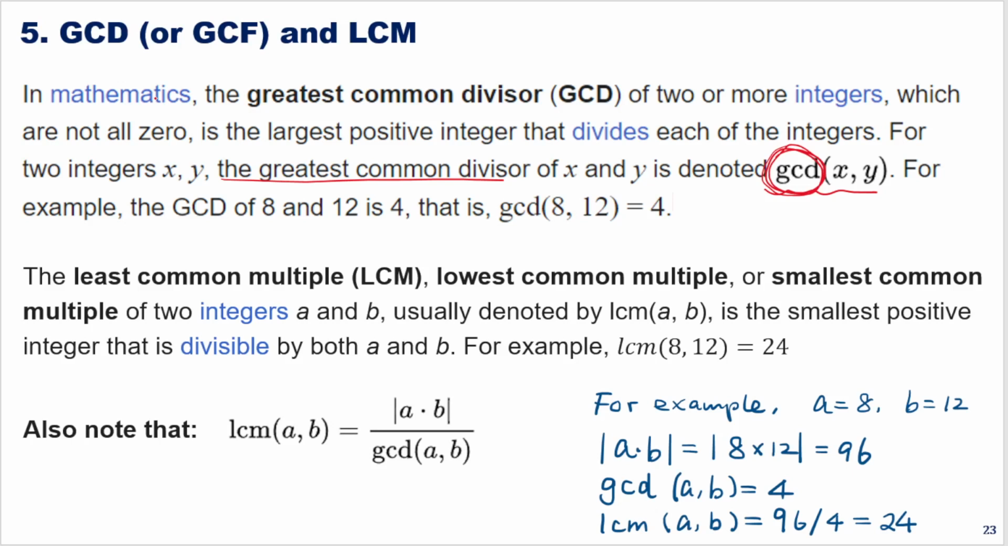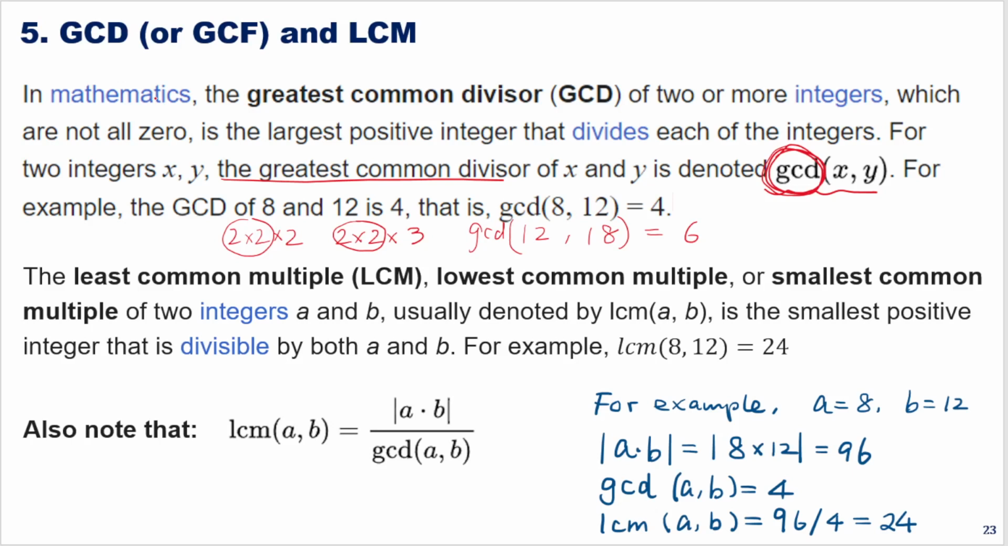Because we know 8 is 2 by 2 by 2, and 12 is 2 by 2 by 3. Both of them have a factor 4, and 4 is the largest possible common divisor. So the GCD of 8 and 12 equals 4. Can you follow me? And for another example, 12 and 18. The GCD of 12 and 18, the greatest common divisor, is 6, right? Can you follow me?